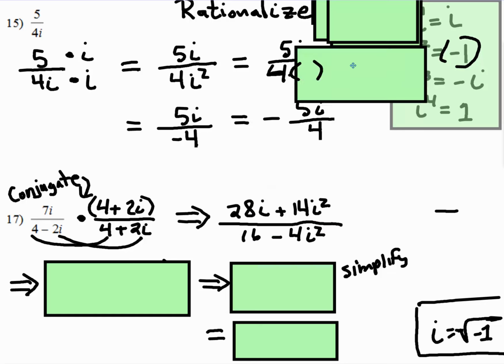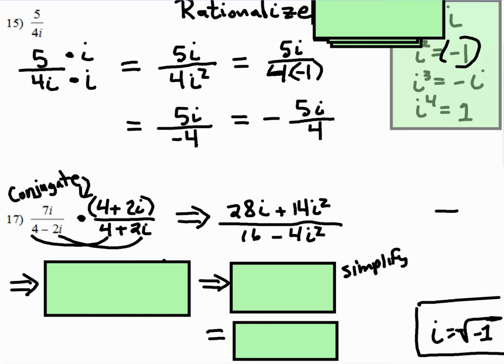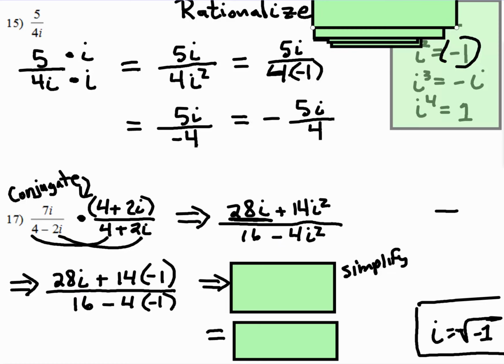So let's see what we did. 7i times 4 is 28i. 7i times 2i is 14i squared. Remember, i squared is -1. And then 4 times 4 is 16. -2i times +2i is -4i squared. Again, i squared is -1.